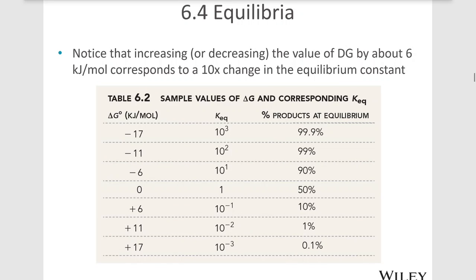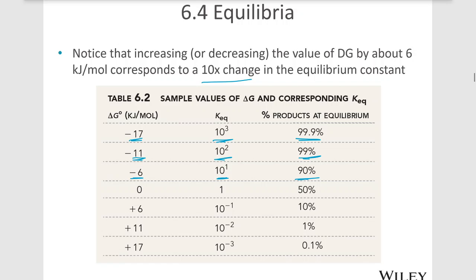All right, so notice that increasing or decreasing the value of delta G by about 6 kilojoules per mole corresponds to a 10 times change in the equilibrium constant. Okay, so if our delta G is negative 17, our KEQ is going to be 10 to the third, and the products at equilibrium are going to be 99.9% products. Okay, if our delta G is negative 11, our KEQ is 10 to the second, 99% products at equilibrium. Negative 6 for our delta G gives us 10 to the first, which is 90% products at equilibrium.